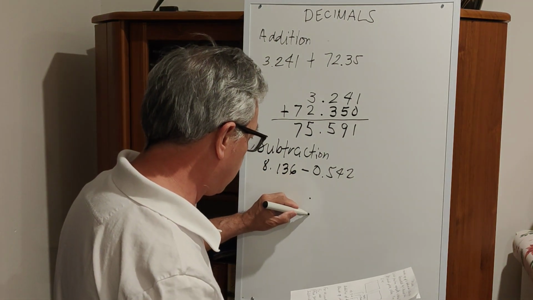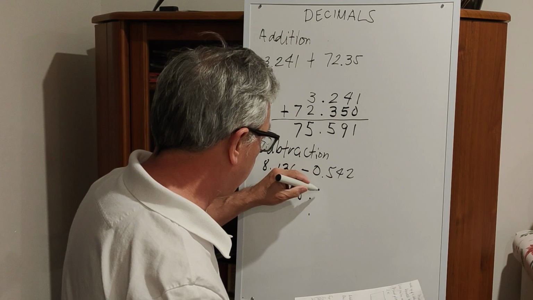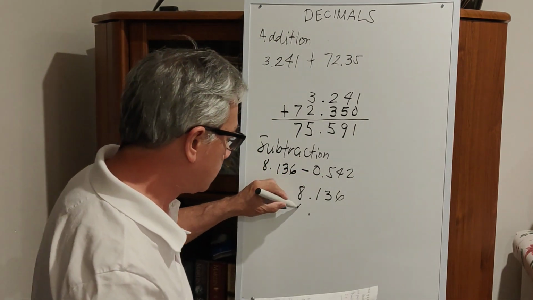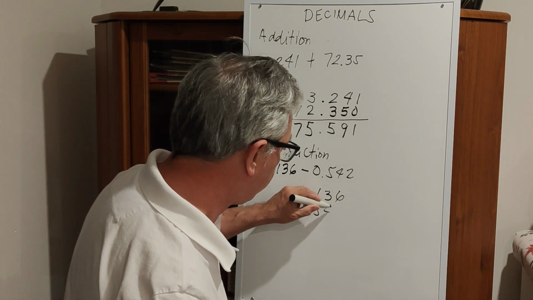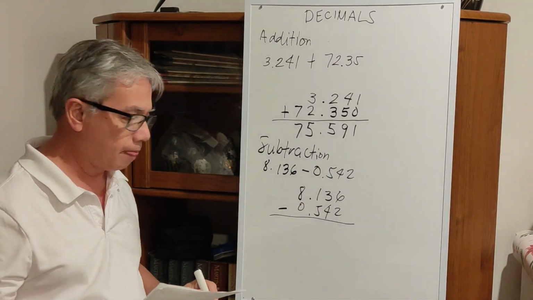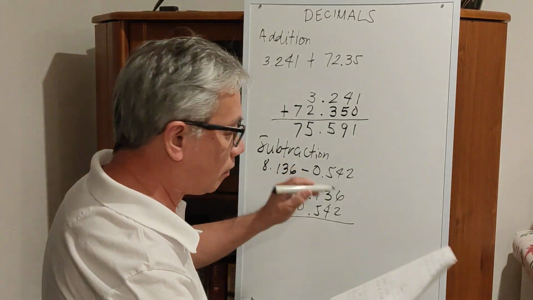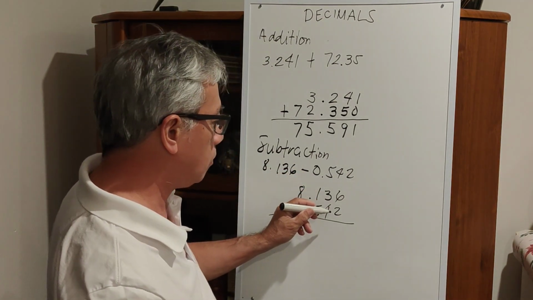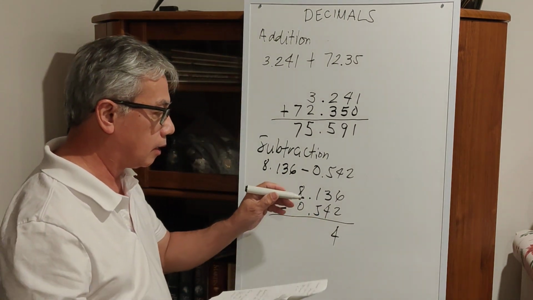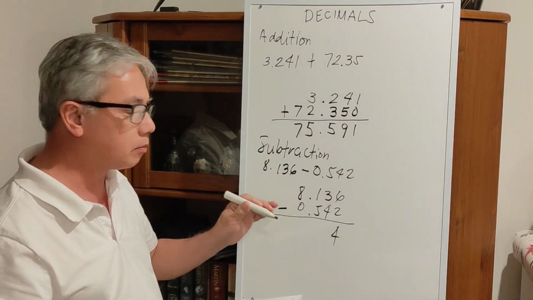So the decimal point, 8.136 minus 0.542. So if we subtract that one, we start from the right. 6 minus 2 is 4. And then it's similar to the subtraction of whole numbers.